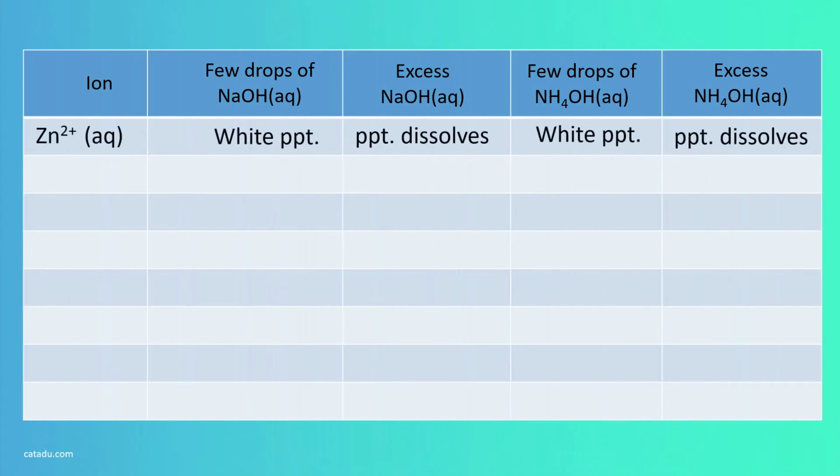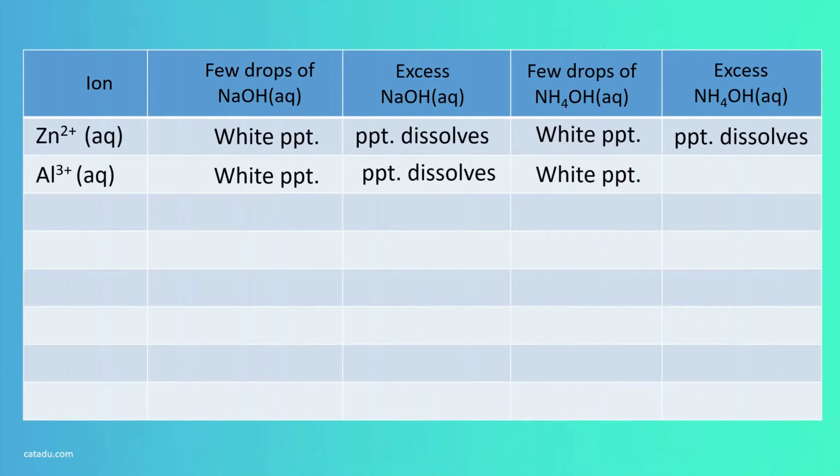Zinc we have already discussed. For aluminium, few drops of sodium hydroxide, you get a white precipitate. In excess, the precipitate dissolves. Few drops of aqueous ammonia, white precipitate, and in excess, insoluble. The difference between zinc and aluminium: both are white, but in excess ammonia, aluminium is insoluble.